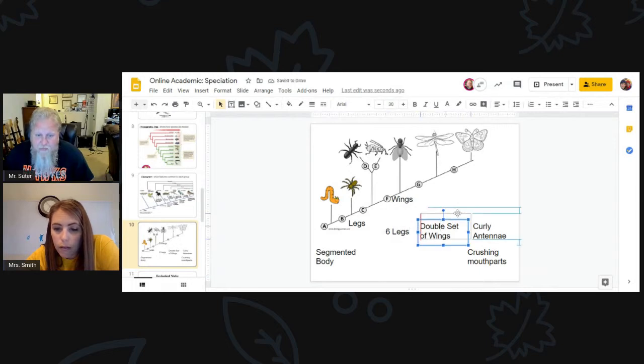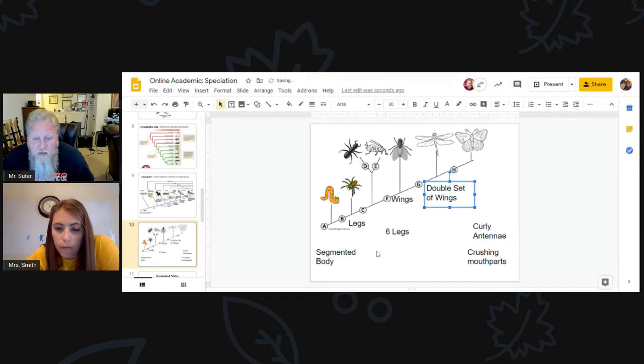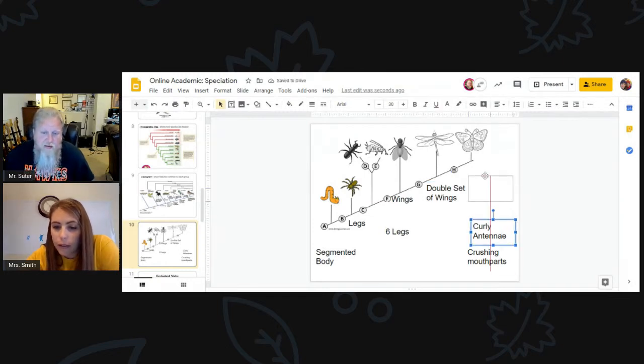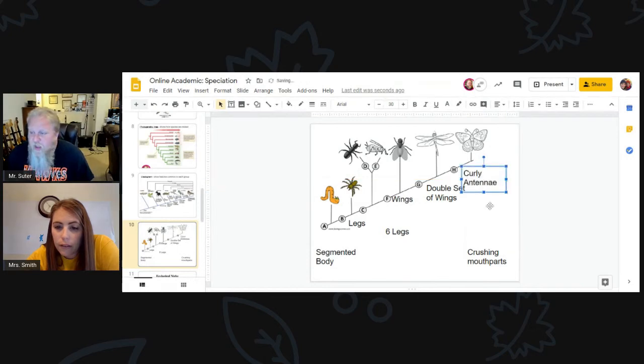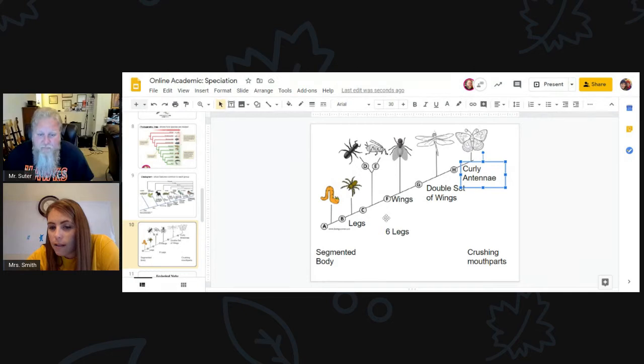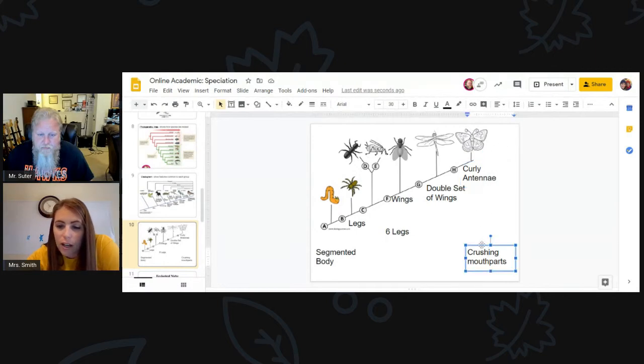So I'm thinking double set of wings goes with what? We had H or G. And then somebody did say that H could also be curly antenna. So that does make a little more sense right there. So yeah, Annie, you were right on, I think. You just needed to go down one because the dragonfly has a double set of wings too. So all of them have wings. Then when you hit this point, both have double set of wings, and then we've got the curly antenna. Crushing mouth parts. That's kind of hard. I didn't really tell you that.